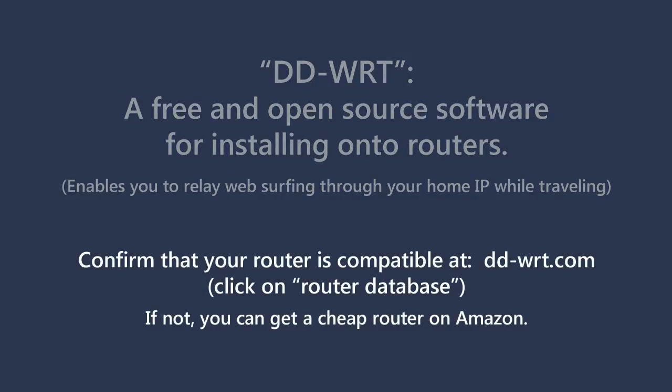Just go to dd-wrt.com and check their router database to see if yours is compatible. Again, even if it's not, you can get a compatible router for about 20 bucks on Amazon. For the rest of this tutorial, I'm going to assume that you've already installed DD-WRT on your router. If you need help with that, there's a lot of documentation on their website.